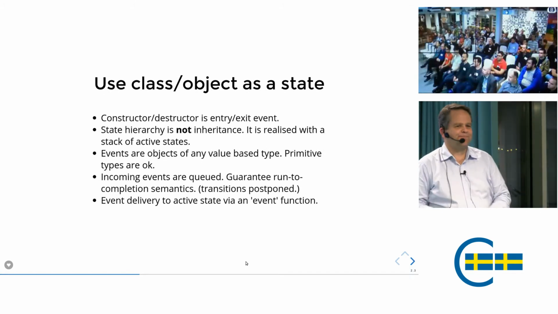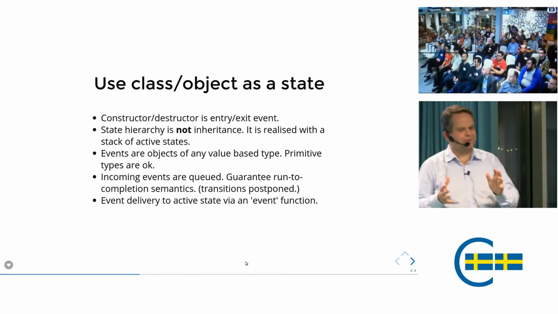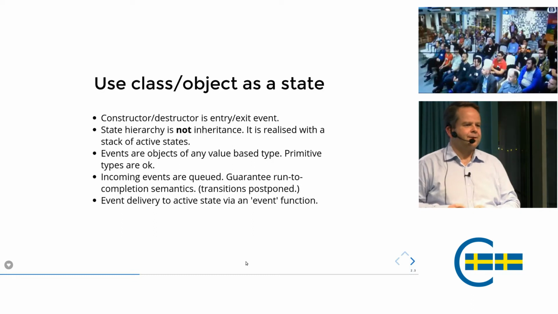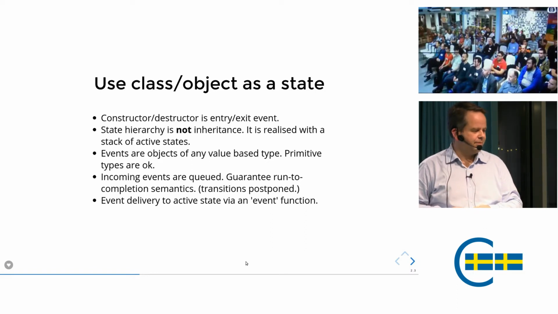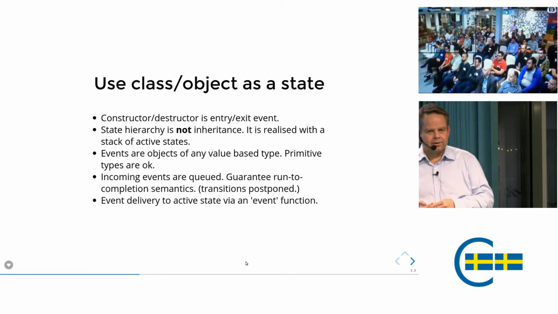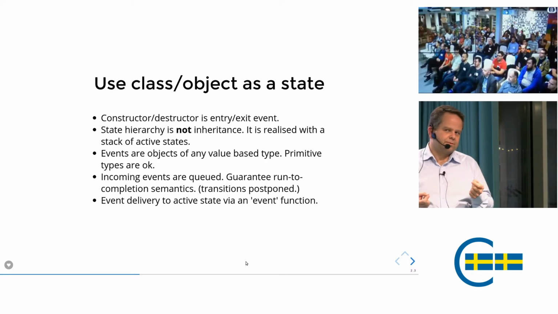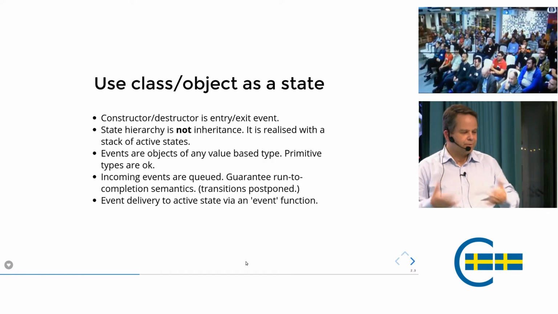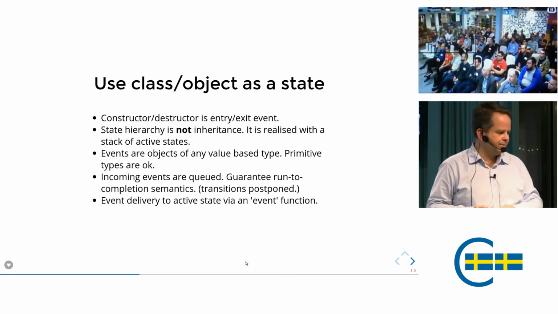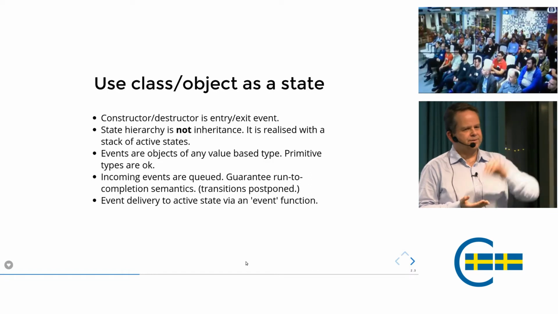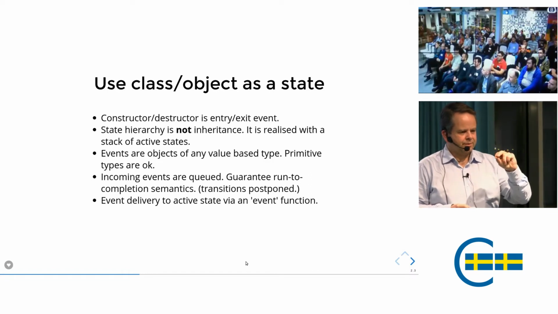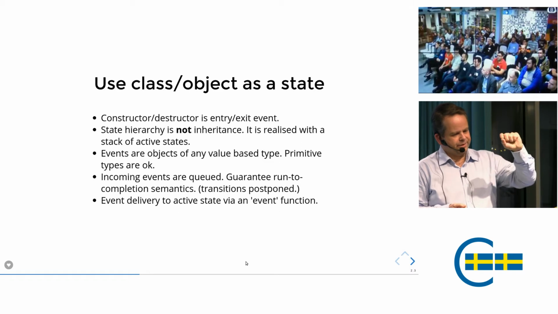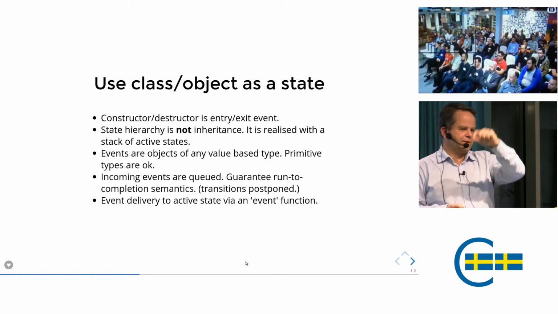So the basic idea, the classical one, is to use an object or a class to model a state. Some nice benefits: you can use the constructor for the entry action and the destructor for the exit action, very easy. When you start thinking about this, you start wondering, can I use inheritance to model this state hierarchy? And no, you can't, because the lifetimes are different. So it's more like a stack of objects where you construct the states on top of each other, and then you destruct them when you go down and construct them again when you go up.